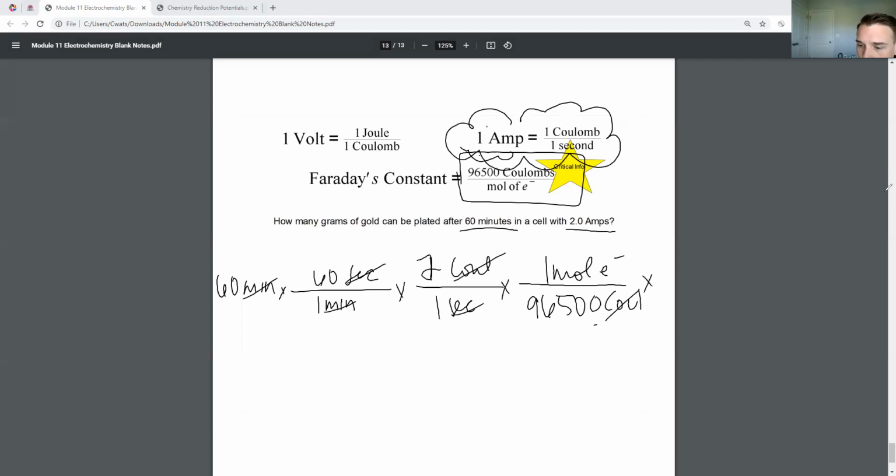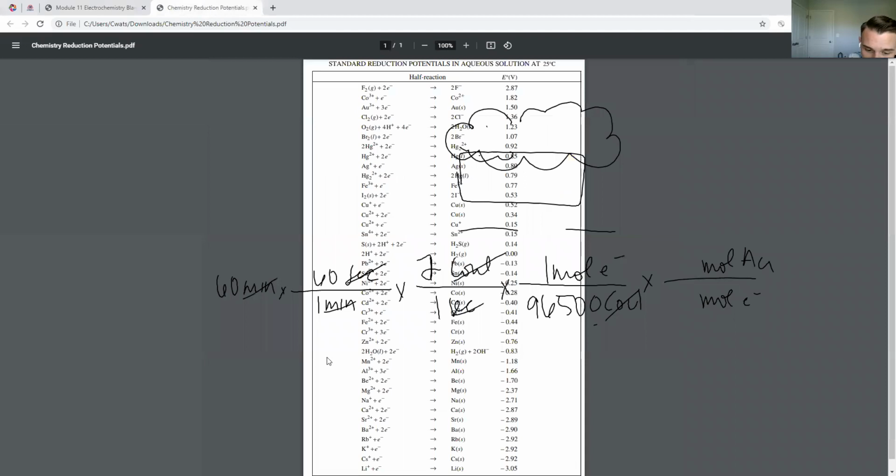Coulombs cancel. Okay, now I'm trying to go from moles of electrons to moles of gold because I want grams at the end. To do this, you need to look at your standard reduction potential table and find the one for gold and see how many electrons are being transferred. You can see here 3 electrons will be transferred, so 1 mole of gold will give me 3 moles of electrons.